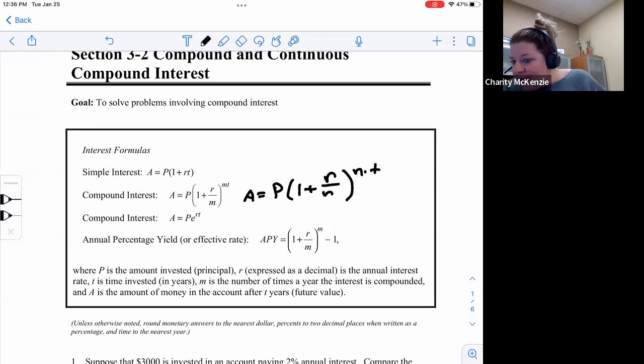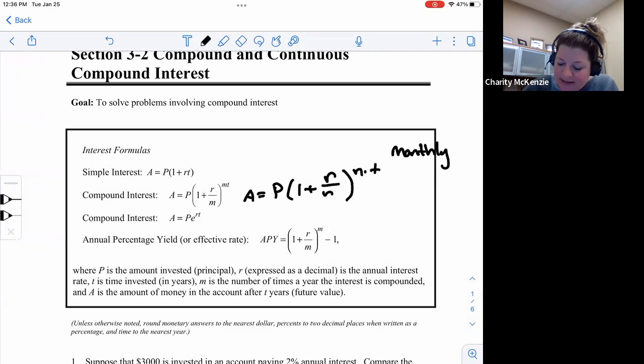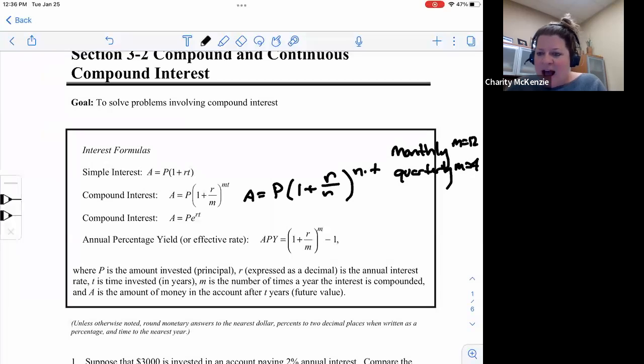So what if you compound monthly? Then you would have 12. Let's make a little list of these over here. So monthly is M is 12, or N, whatever way. Quarterly is going to be 4 times a year, every 3 months. That one's common. You'll see that in some of the tax stuff and things like that. It's paying quarterly. Yearly is just 1. So it throws people off because it's just 1.